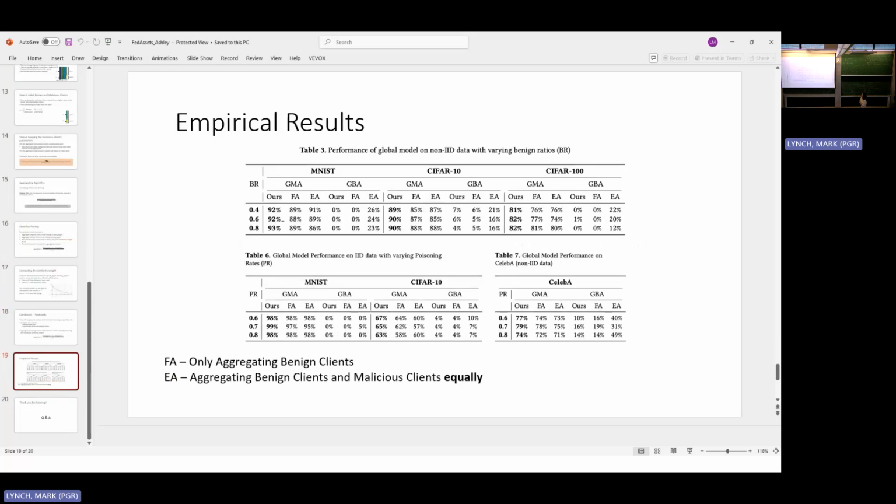This is a little summary table of how our algorithm works. You can see that it works for all of the cases. Ours is compared with FA, which means that we only aggregate the benign clients, which is what the existing works have done. FA is short for one of the most recognizable existing works, I don't really remember which. And EA is if we aggregate the benign clients and the malicious clients equally. This should have a worse performance, because we are taking all of the perturbed performance of the malicious clients as well.